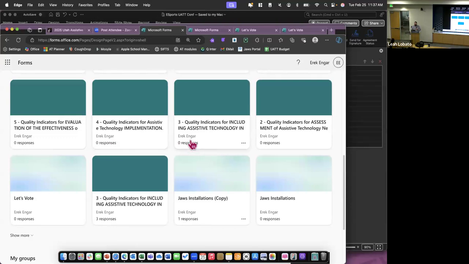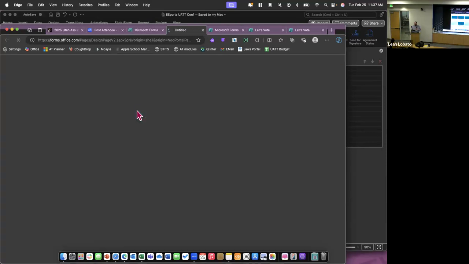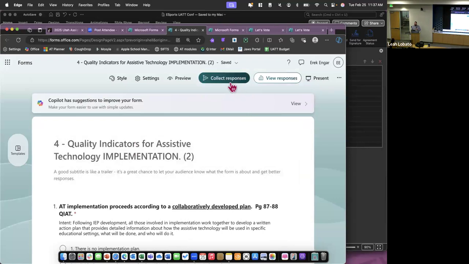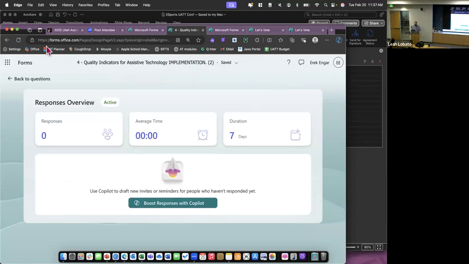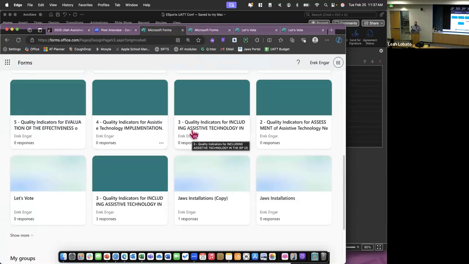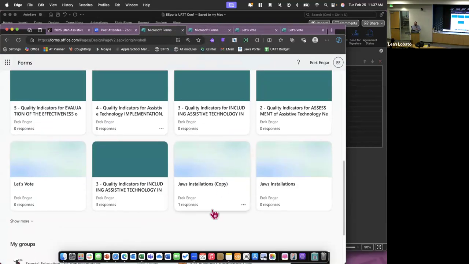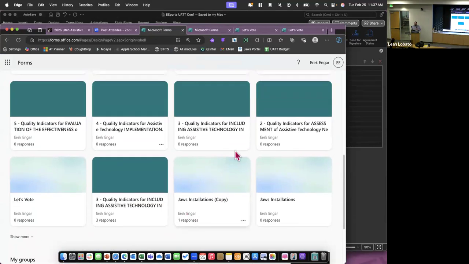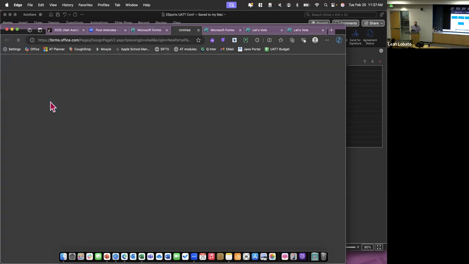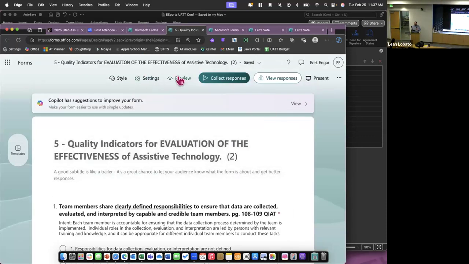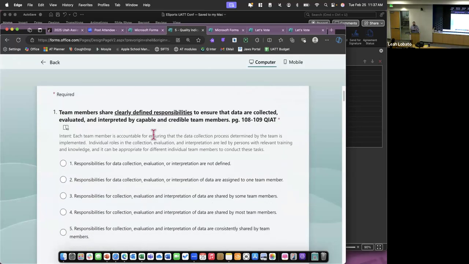So let's go to here. Evaluation, implementation. 1, 2, 3, 4. That's this one. Is it this one? The responses. Nope, I think I pulled up the wrong one. Or people haven't hit submit yet. That could also be it. Assessment, including evaluation of effectiveness. Here we go. Okay, so I'm going to go to preview. I'm going to fill it out with you.